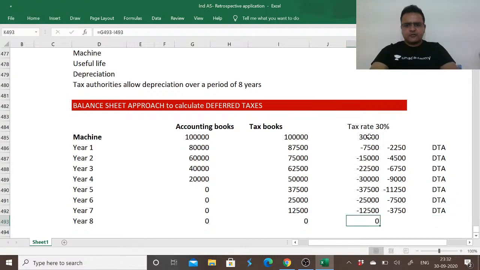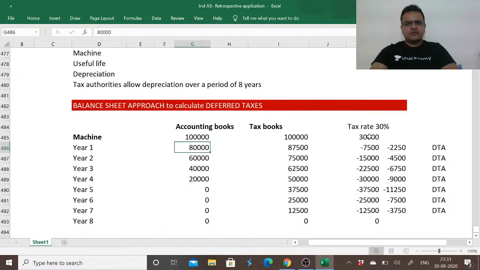The first year DTA is 2250, second year doubled 4500, 6150, 9000, 11,250. Then it started reversing at the rate of 2250, reversed over the next 3 years. It built up over a period of 5 years and reversed in the next 3 years as this asset was being consumed.